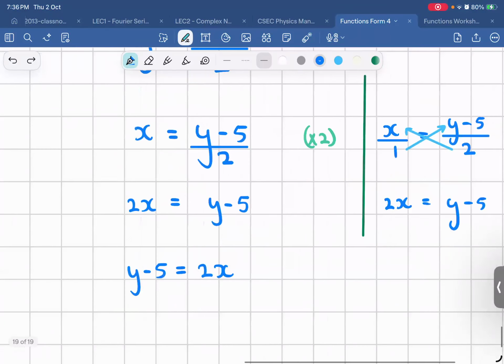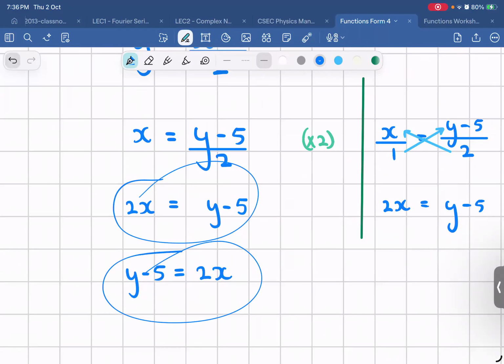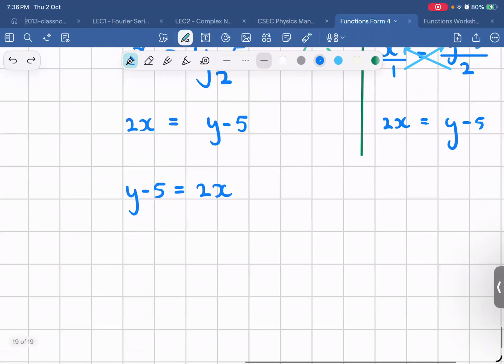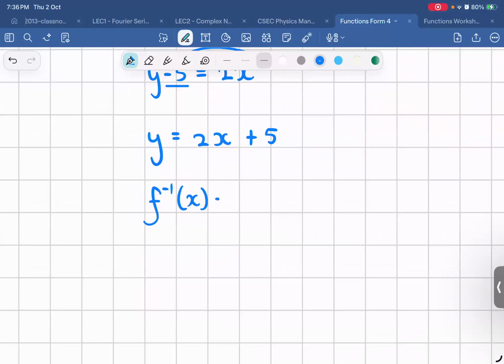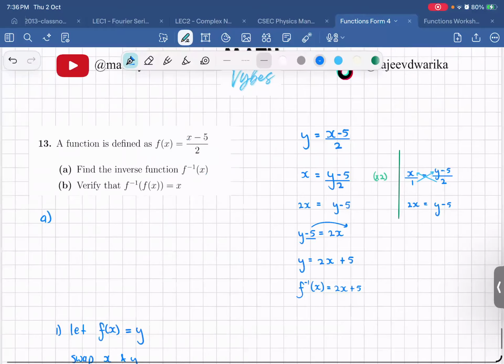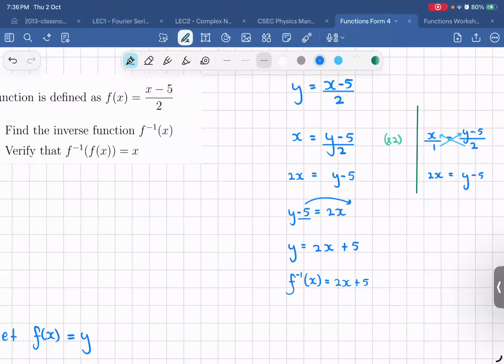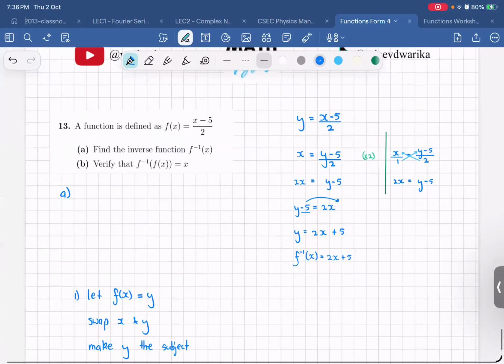So do you understand how I went from this line to this line? Yes, sir. We're trying to find y, so y should be the only thing over there. Is y the only thing over there? No, minus 5 is still there. What is minus 5 doing over there? I move it across. So this is going to turn to y is equal to 2x plus 5. And that y is going to turn into f inverse x, and that's going to be equal to 2x plus 5. Let me know if you understand that. Yes, sir. Nice.